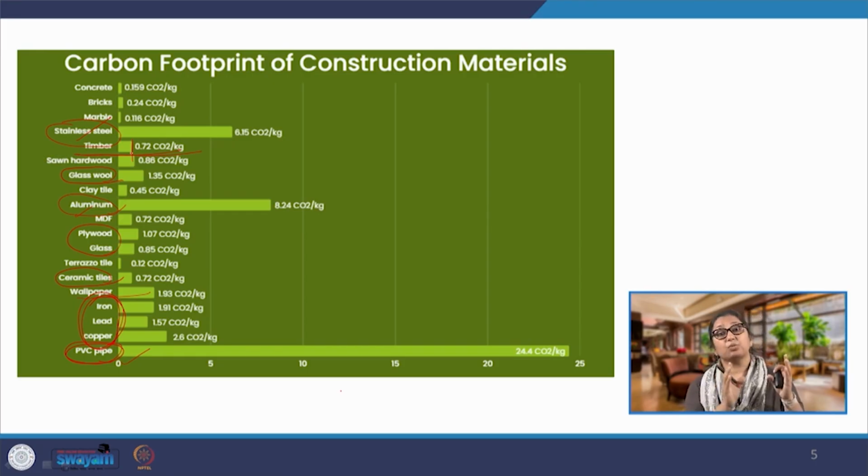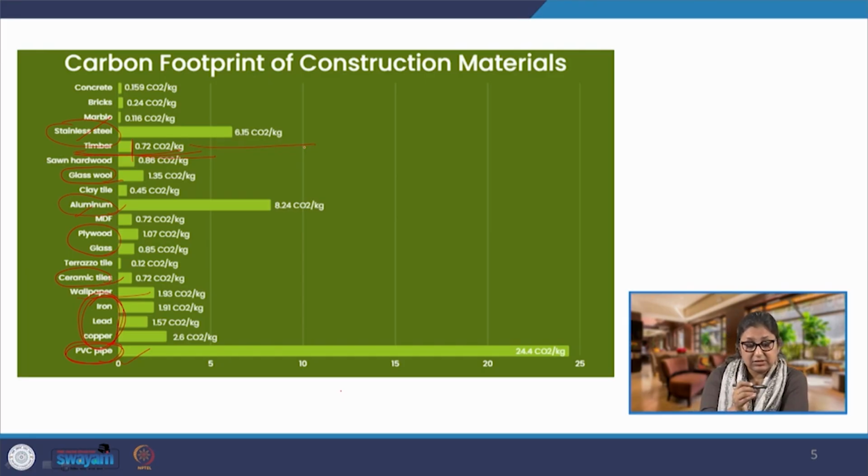And there we are releasing a lot of greenhouse gases during the processes, and also consuming a lot of energy to keep them at a certain temperature. So, when we are talking about timber here, we are actually talking about seasoned timber, so not wood.